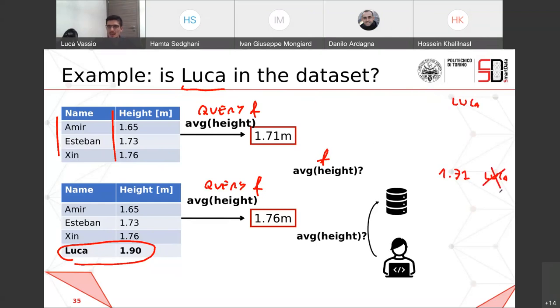But now let's suppose that instead the system is a bit different, the mechanism. Let's suppose that instead of returning the average age, it returned the average age plus some noise.